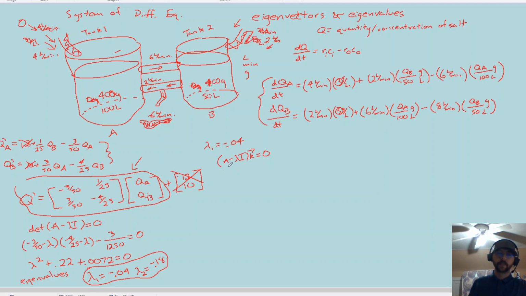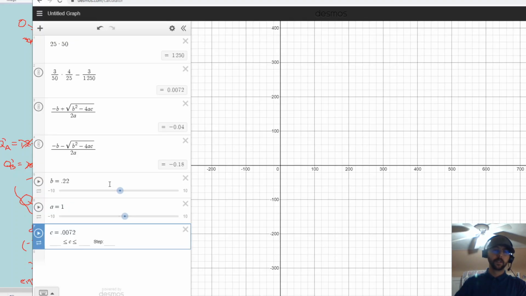So this A minus lambda I is the same as before, but now we know lambda is negative 0.04. So we're going to start with negative 3 divided by 50 minus negative 0.04. So that's negative 3 divided by 50 plus 0.04.